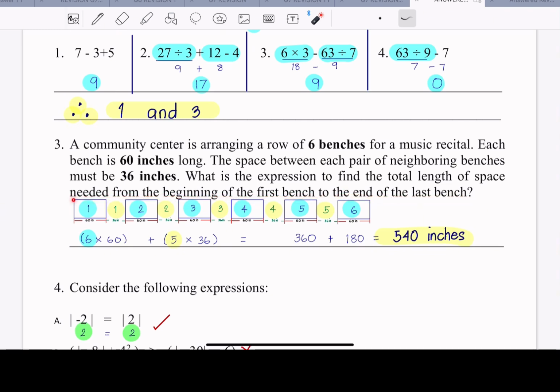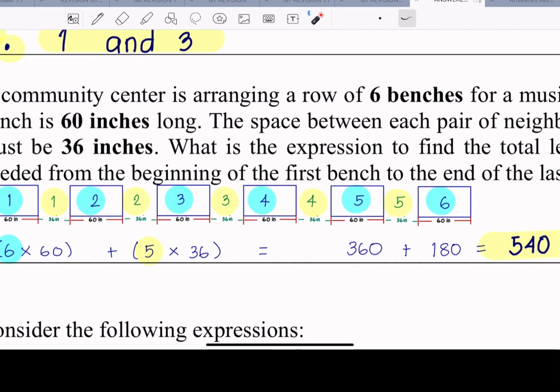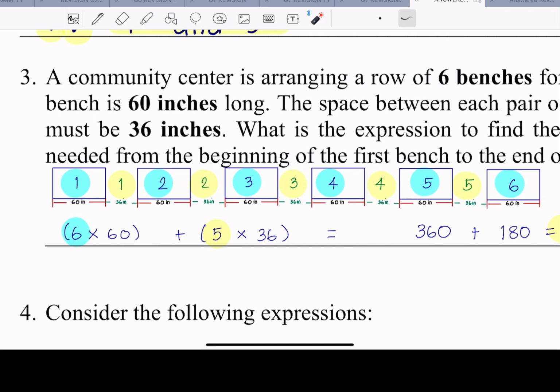So meaning from here to here. I just created a figure for you to see it. Let's say the rectangle here is a bench. So there are 6 benches: 1, 2, 3, 4, 5, 6. And the length of each bench is 60 inches. So we have 60 here.